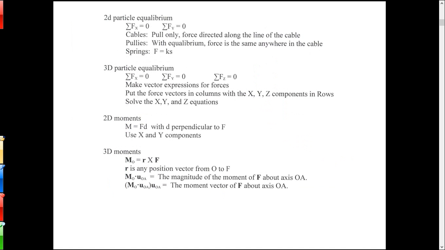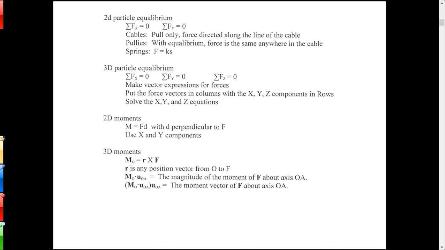Okay, we did 2D particle equilibrium using right angle trigonometry. 3D particle equilibrium using more of a vector and kind of matrix approach. Put the vectors in columns, solve out the rows. Then we did 2D moments, M equals F d with d perpendicular to F, and then you use x and y components. And then we did 3D moments, r crossed with F. You've got the cross product formula on the bottom of the formula sheet.